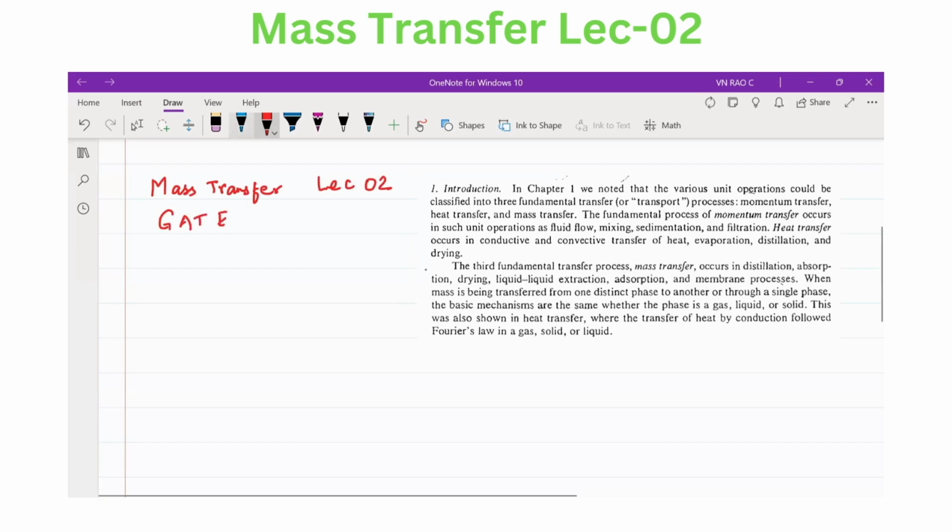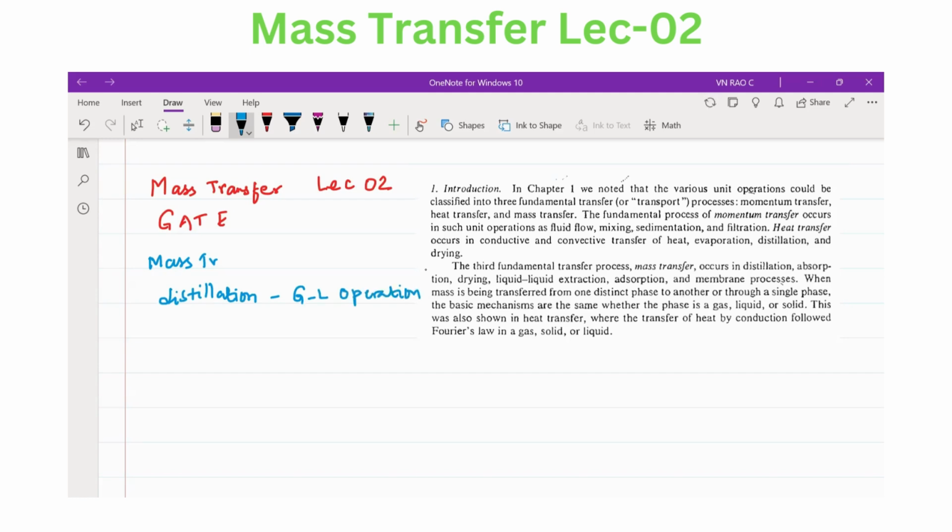In this, as we have seen earlier in the previous video, mass transfer occurs in various operations such as distillation. Distillation is nothing but a gas liquid operation.